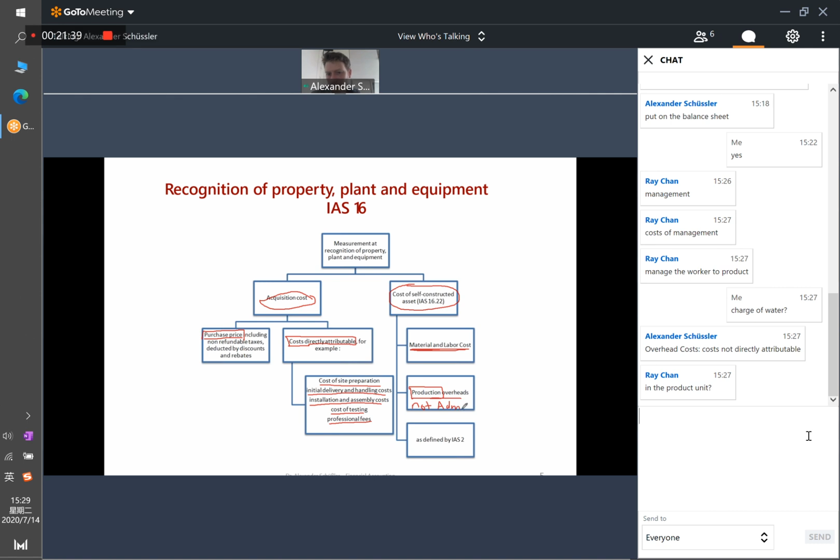Yeah. So this is not allowed, not administrative overhead. You are not allowed to put the salary of the CEO here, but the energy usage of the machine, yes. This is for both acquired and constructed assets.